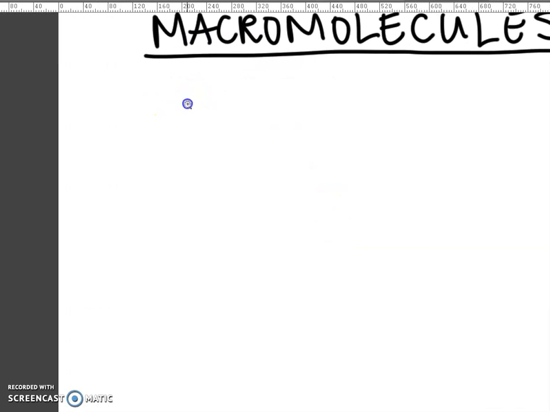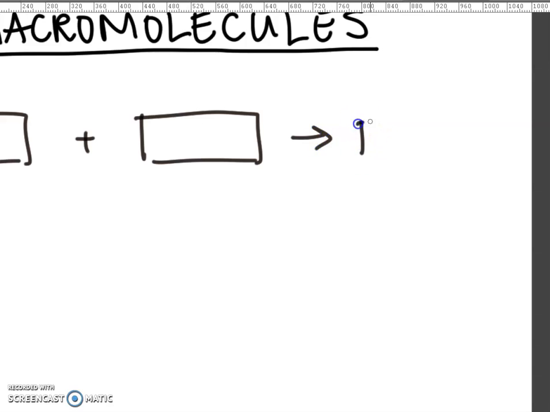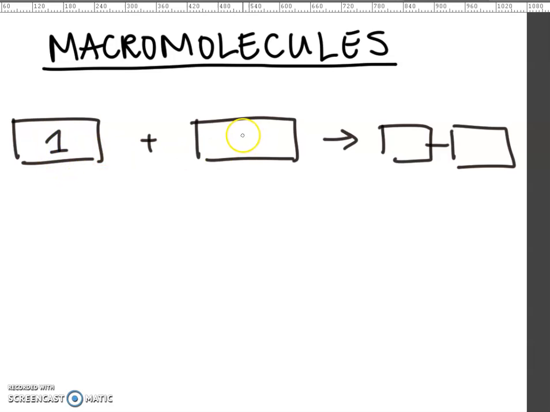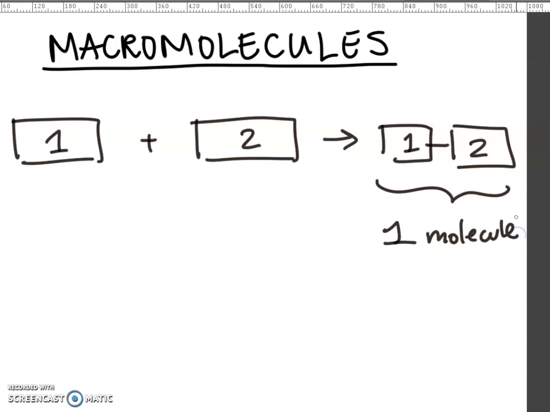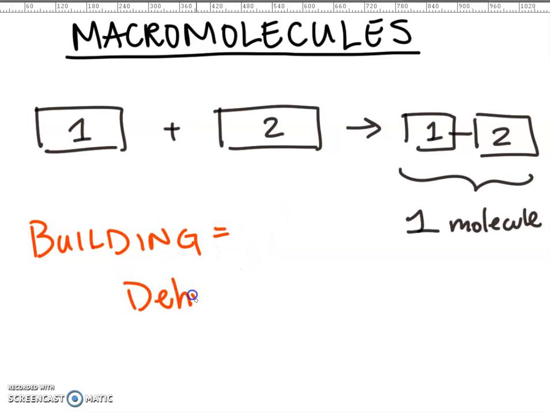Now let's talk a little bit about how they are built. When we're building these macromolecules, we want to take one monomer plus another monomer to give us the chain of monomers, right? We join them together, monomer 1 plus monomer 2. Now you are joining these to make one molecule. This reaction, when you're building this macromolecule, this polymer, is called dehydration synthesis.